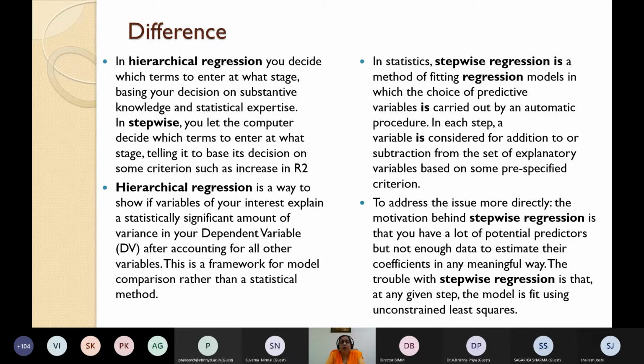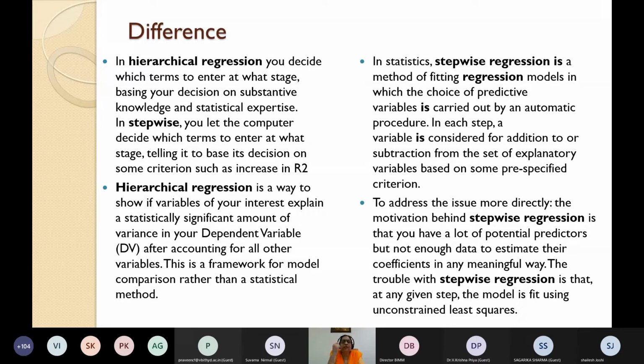expertise. So essentially, when we go for research, we go for theory building. The literature review is theory building. So hierarchical regression takes into account the theory which has been developed by the researcher, or the literature review, or the domain knowledge of the researcher. But in stepwise regression, you're letting the computer decide which term to enter at what stage, on the basis of some criteria. It is increasing R square or adjusted R square.